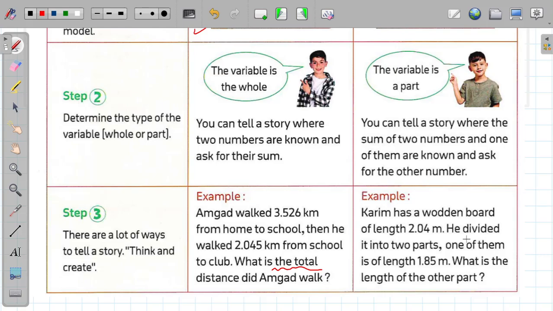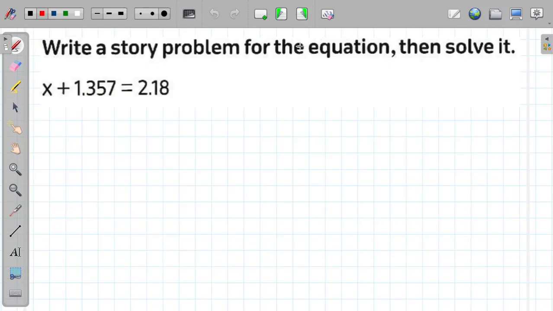Okay, so if I have an example like this, I want to write a story about this equation and I want to solve it. Okay, I have x plus 1.357 equals 0.18.